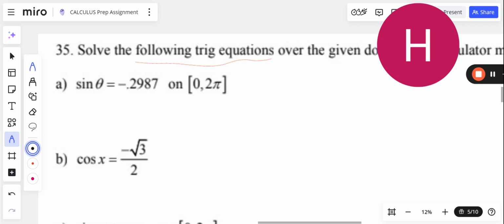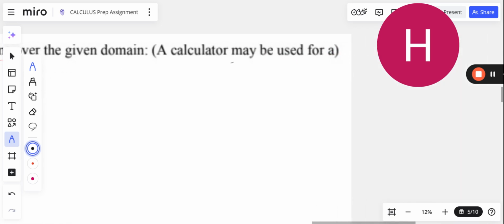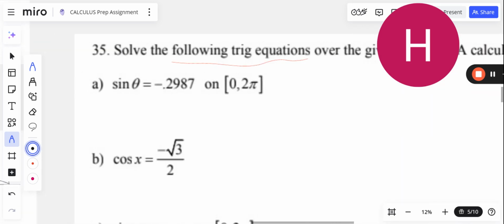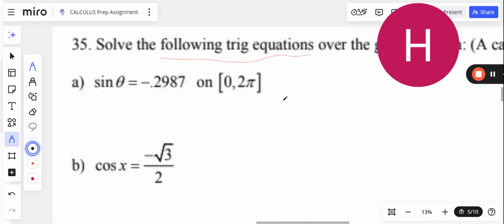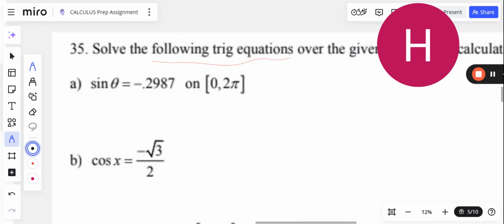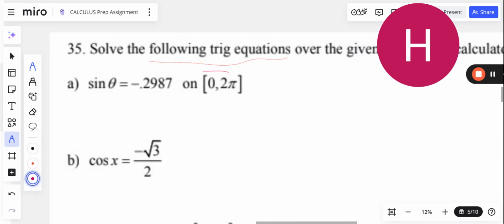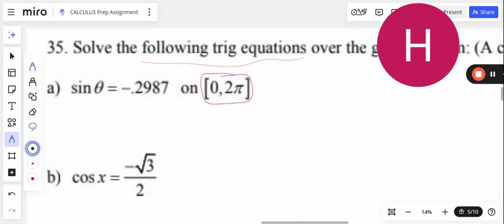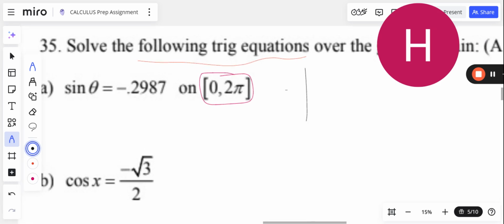Here we go. If sine of theta is equal to negative 0.2987, and we are allowed to use a calculator just for this first one, for part A, we want to solve for theta, and we need to use the sine inverse rule. That's going to take us from 0 to 2 pi as a limitation on our angles. So let's just draw what this looks like on a unit circle.